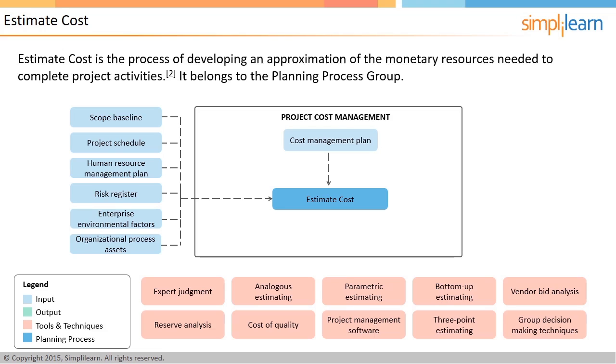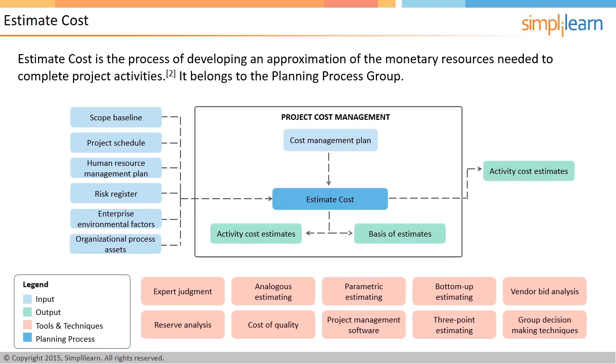The outputs of this process are quite straightforward. Estimates of each of the activities are arrived at. Basis of the estimate includes things like how the estimate was developed, what were the assumptions made in estimating, etc. Project document updates is also one of the outputs because the cost estimates may result in updates to other aspects of the project. For example, quality, risk, time, etc. In the next screen, let us discuss the third process under project cost management: determine budget.